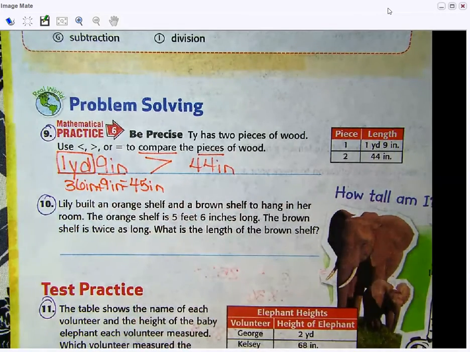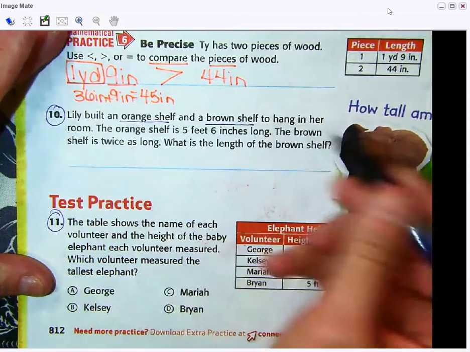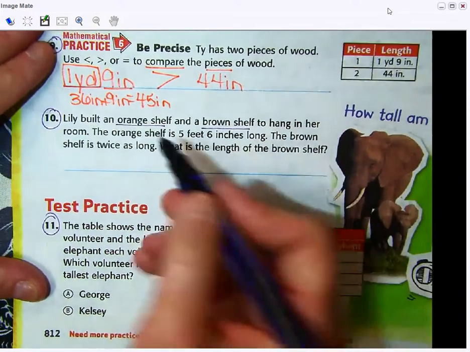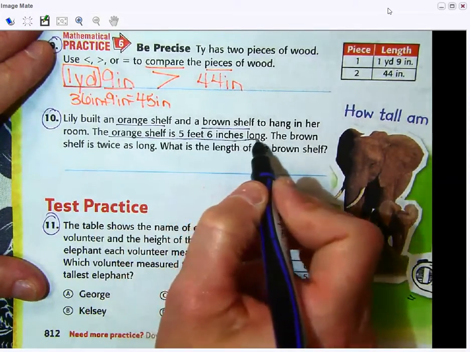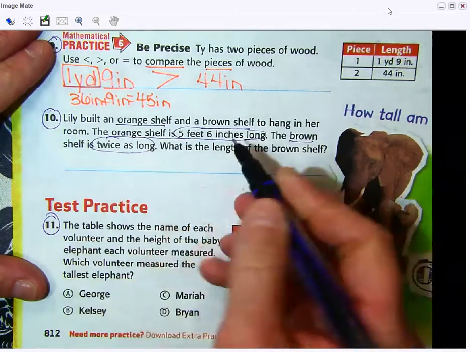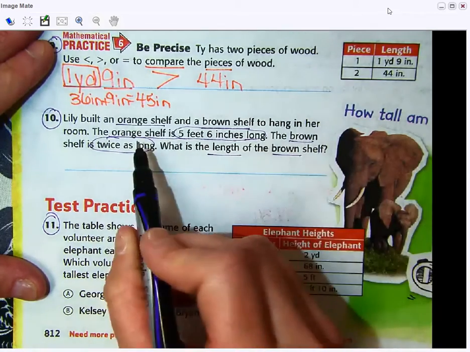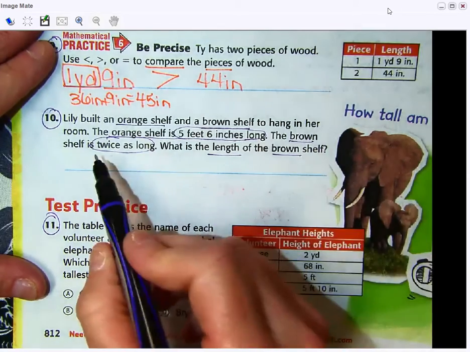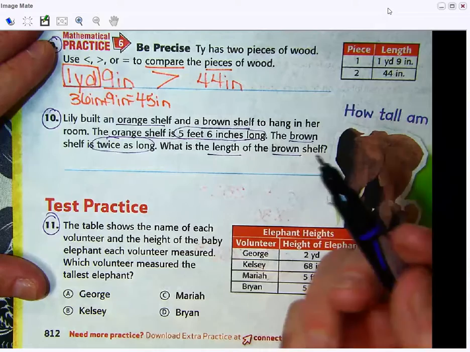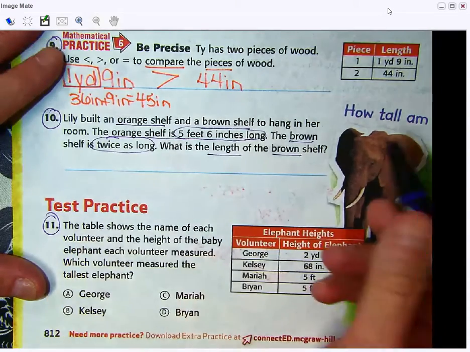Number 10, Lily built an orange shelf and a brown shelf to hang in her room. The orange shelf is 5 feet and 6 inches long. The brown shelf is twice as long. What is the length of the brown shelf? So we know what the orange shelf is. We know that the brown shelf is twice as long. So which one is longer? The brown shelf. How much longer? Twice as long. So 2 times.